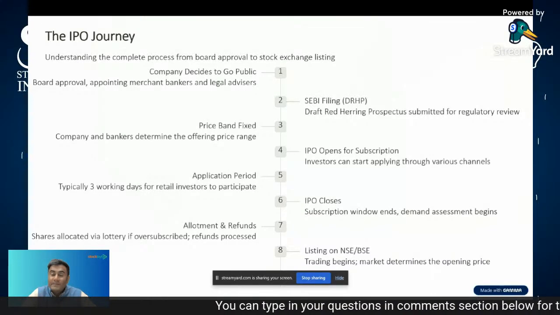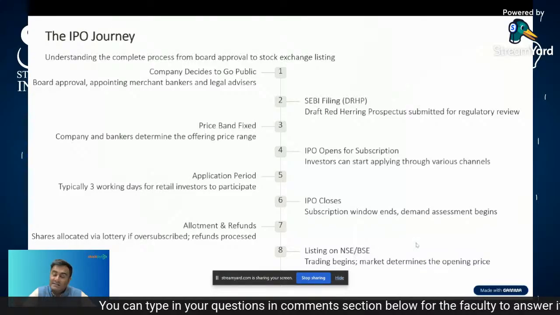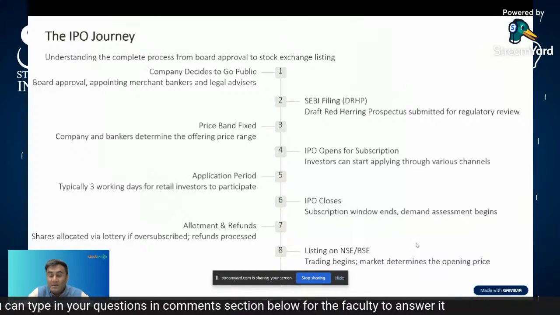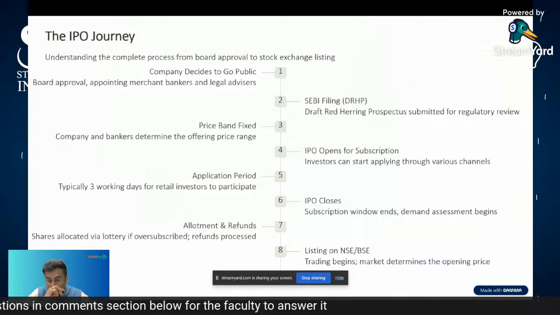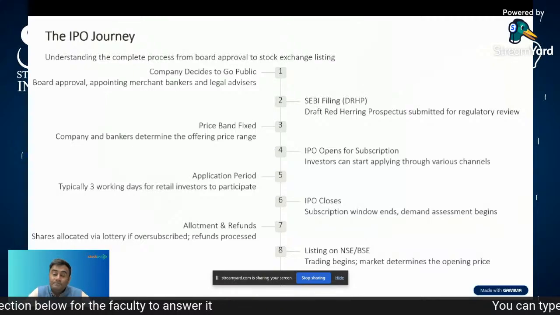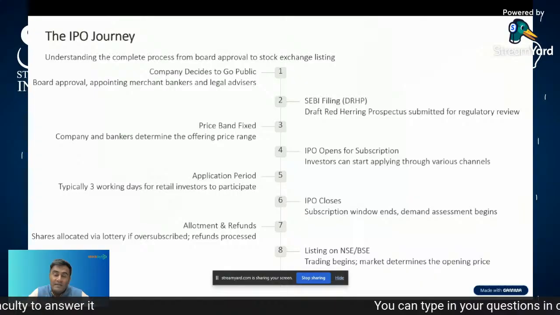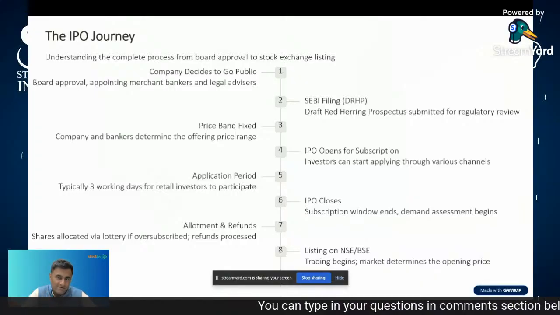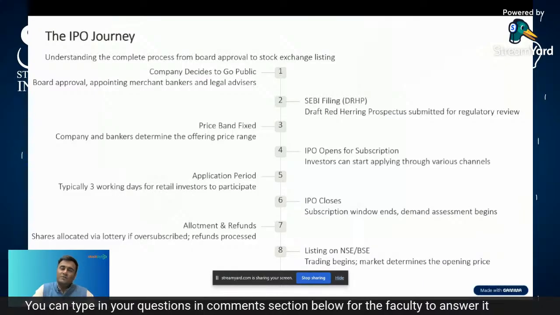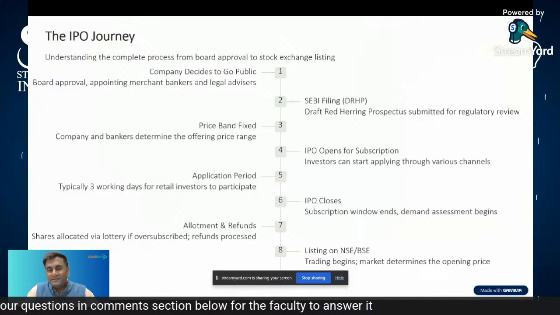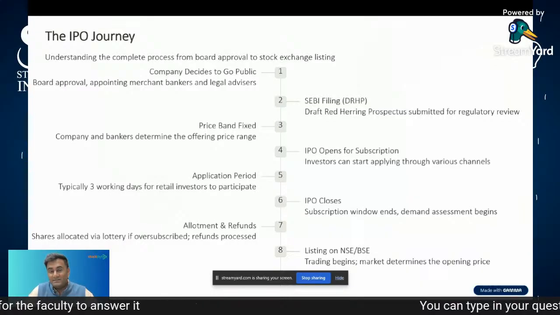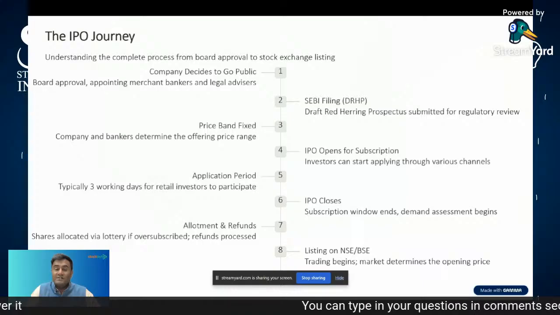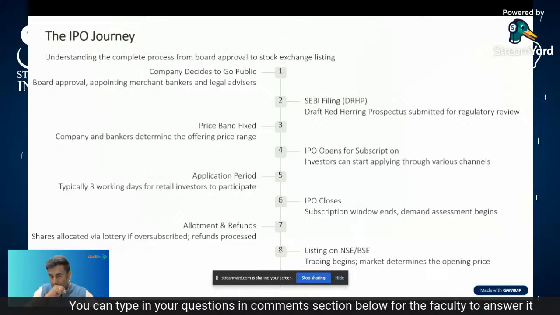And then you have the listing on the exchanges, NSE and BSE. Trading begins, the market determines the opening prices. So normally our market starts at 9 o'clock, the trading hours from 9 onwards. 9 to 9:15 is your pre-opening, and from 9:15 trading starts. But for an IPO on the first day when the company is getting listed, the listing happens at 10 a.m. Okay, listing happens at 10 a.m.